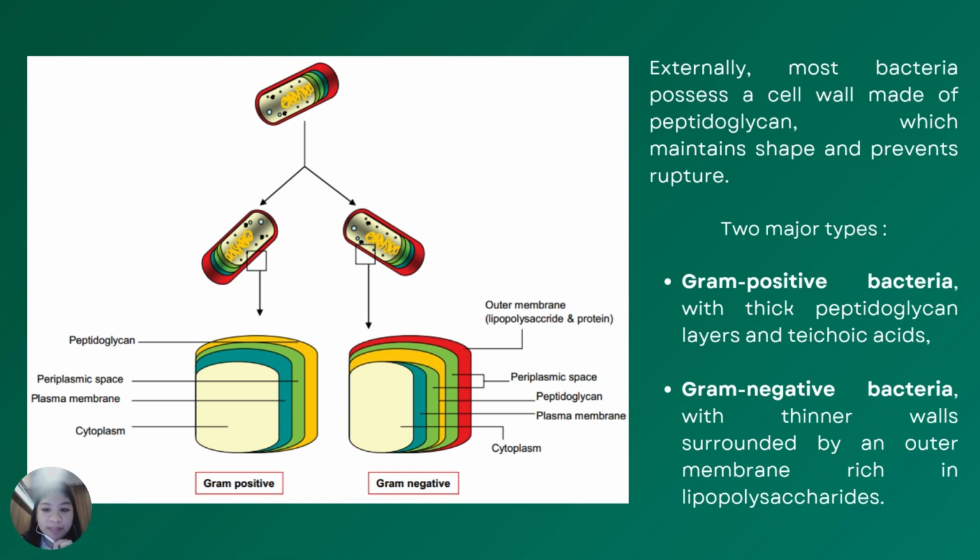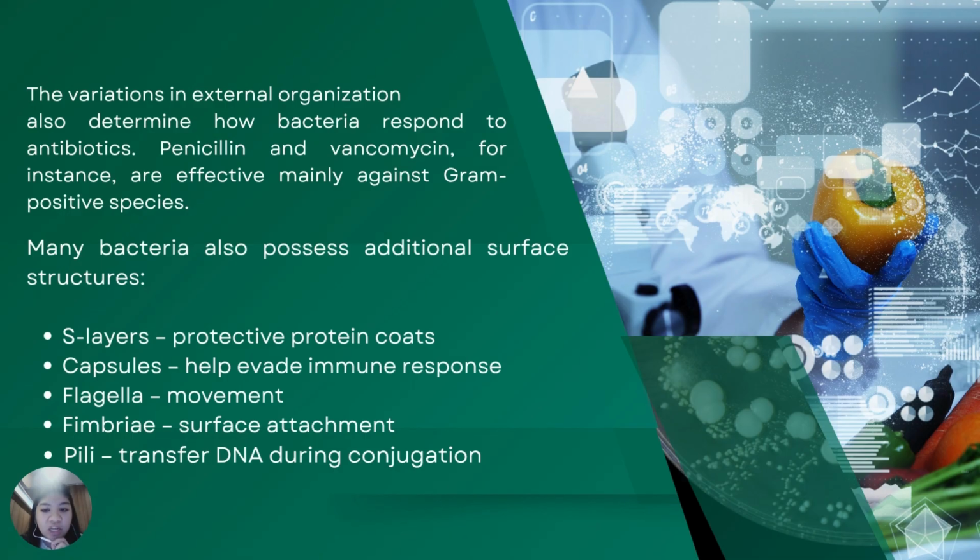We'll distinguish two main types. First, the gram-positive bacteria with thick peptidoglycan layers and teichoic acids, and then the gram-negative bacteria with thinner walls surrounded by an outer membrane rich in lipopolysaccharides. The figure shows these key structural differences. These variations also determine how bacteria respond to antibiotics. Penicillin and vancomycin, for instance, are effective mainly against gram-positive species. Many bacteria also possess additional surface structures, such as S-layers that act as protective coats, capsules that aid immune evasion, and appendages such as flagella, fimbriae, and pili.